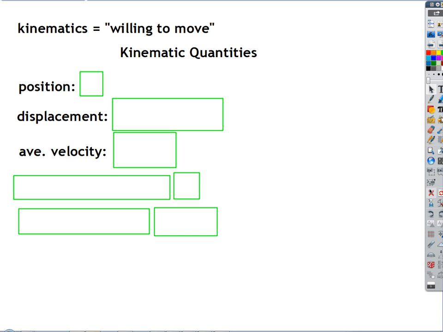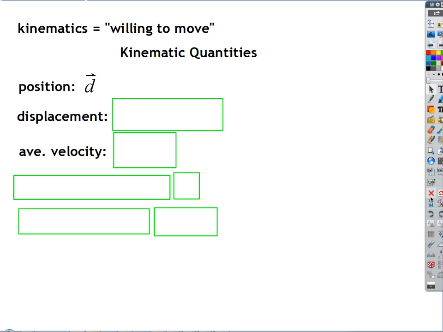So, the kinematic quantities then, these are the quantities we use to describe motion very precisely, okay? We started talking about those yesterday. Position, I think we called it X yesterday. Let's go ahead and start calling it D, like the book does. If we're talking about motion on a line, you're free to call that X if you want to.